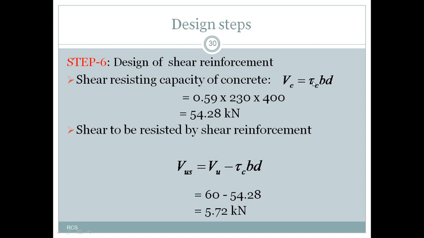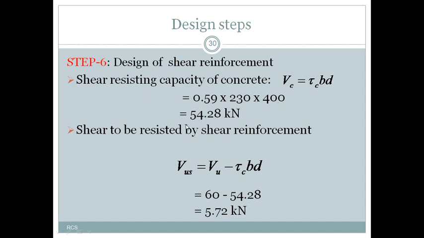So this is a force and this is a stress, and this is an area. Stress is nothing but force by area. If you want to know the force, it is stress multiplied by area. So this is the shear stress corresponding to concrete, and this BD is the area of cross section of the given member, and VC is the shear force resisted by concrete. So we know that tau C is 0.59, multiplied by 230 into 400, the dimensions of the beam.